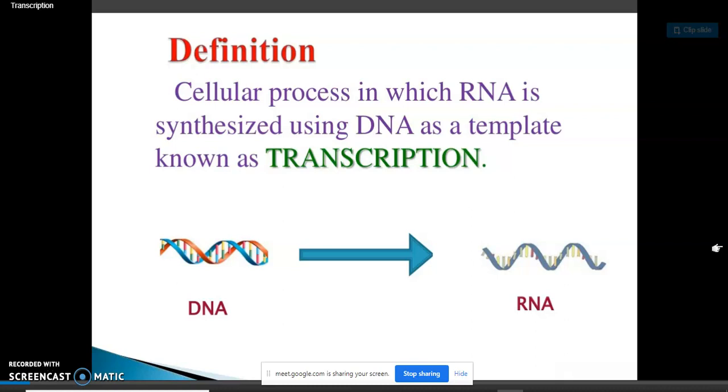But what we are going to discuss today is transcription. What is transcription? Synthesis of RNA. RNA is going to be synthesized using DNA as a template. Here you can see the double-stranded DNA acts as a template for the synthesis of RNA. DNA is double-stranded, whereas RNA is single-stranded. It is a molecular process in which RNA is synthesized using DNA as a template.